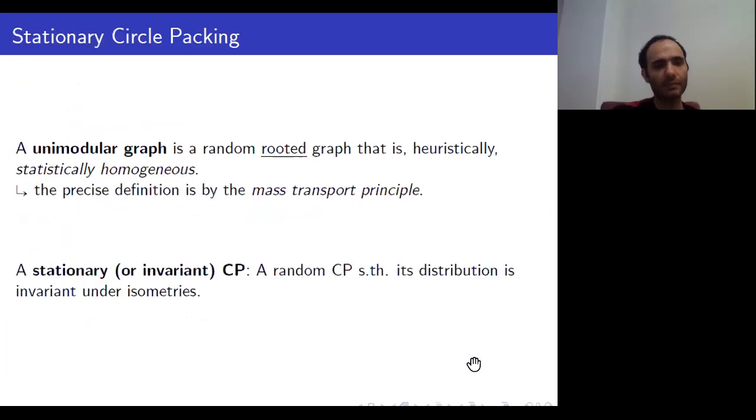In recent years, there has been some interest in circle packing of unimodular graphs. A unimodular graph is a random rooted graph that is heuristically statistically homogeneous. The counterpart in the context of point process theory is stationarity. We can define a stationary CP as a random CP such that its distribution is invariant under all isometries. These two notions have a lot of connections. In particular, if you have a stationary CP, then the graph that it defines is a unimodular graph. The other side is a problem studied by Benjamini and Timár.